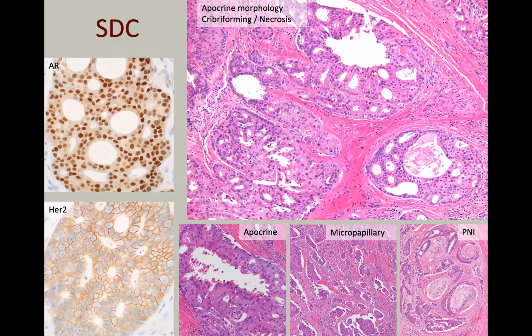Here's what salivary duct looks like with these large spaces, with central cysts, with central necrosis, with cribiform architecture at the periphery, sometimes micropapillary, frequently perineural invasion. Here's your nuclear androgen receptor. Here's your membranous HER2. Most of these that are 3+ HER2 actually do have HER2 amplification. Some of them that are 1 or 2+ do not have HER2 amplification.